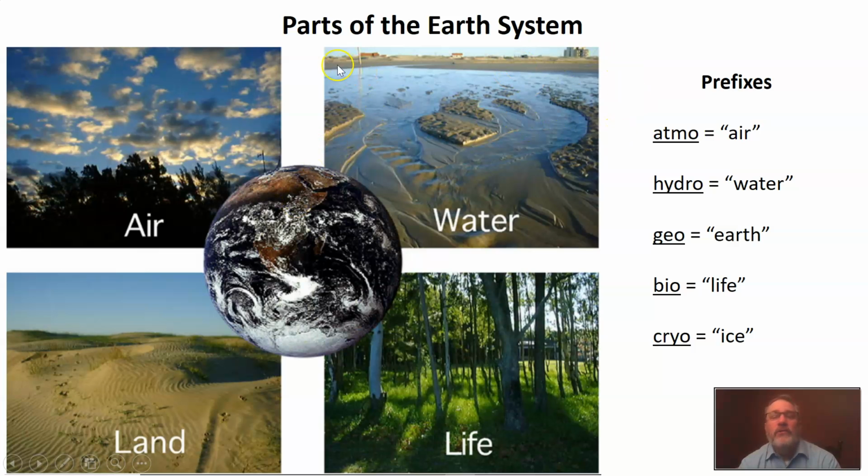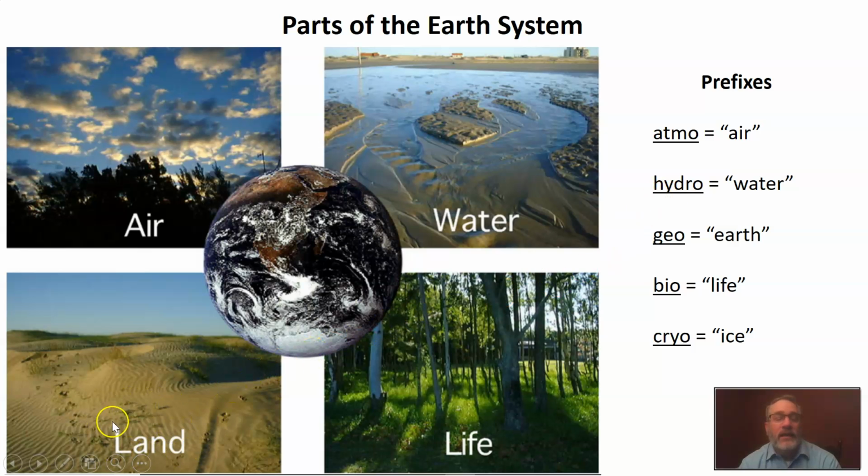When we look at these parts of the Earth system, really we do want to look at those different types of things that Earth is made from, but we're going to use some prefixes to actually name the different parts of the system. So a prefix that means air is atmo. Now that may remind some of you of atmosphere. A prefix that means water is hydro. So whenever you see this prefix hydro, that usually means that it's something related to water.